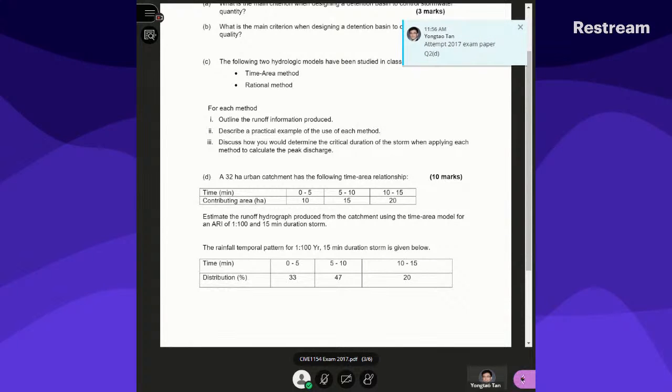Okay, now 10 minutes. I just mention that for these questions you may need to think about how to convert this distribution to an intensity hydrograph.